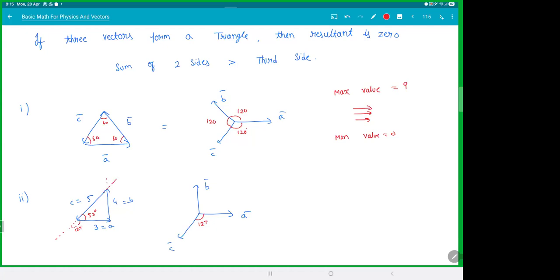If you extend this, this is 37 and this angle will be 143. This is 143 and that's 90. Again, max value, add all of them, 3, 4, 5, that's 12, and minimum value is 0. Meaning these three vectors, no matter how you add them, you cannot get a value more than 12.